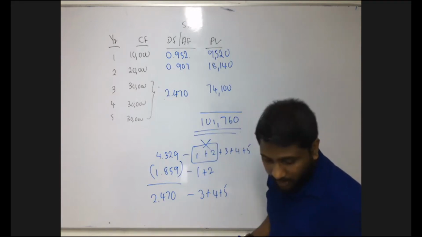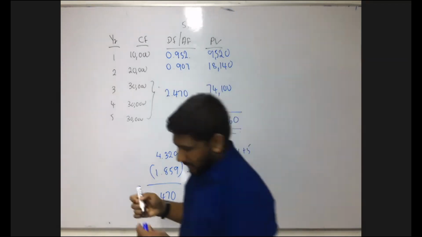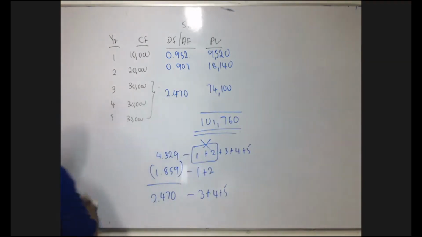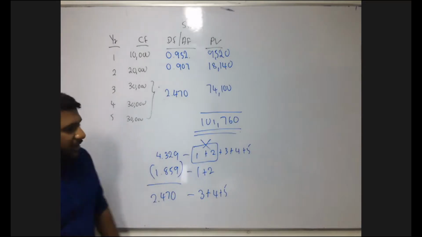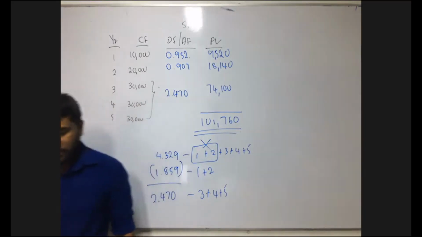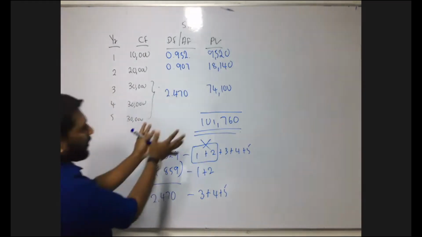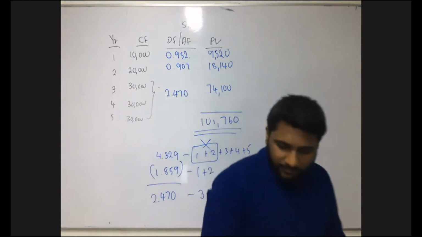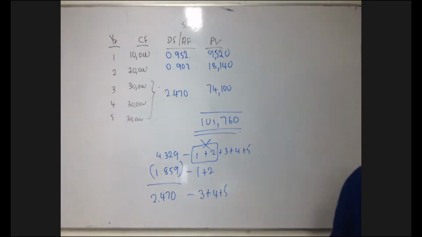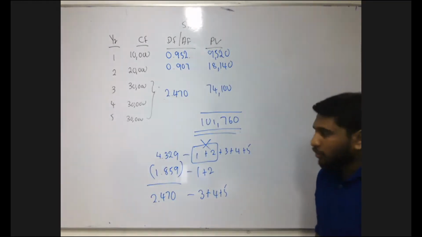The present value is 101,760. I hope you all are perfectly okay with this annuity. Do you have any doubts? Can I get one last reply for this annuity factor part? No doubts, all good. Super.